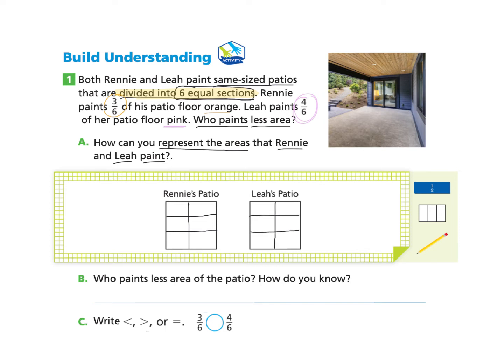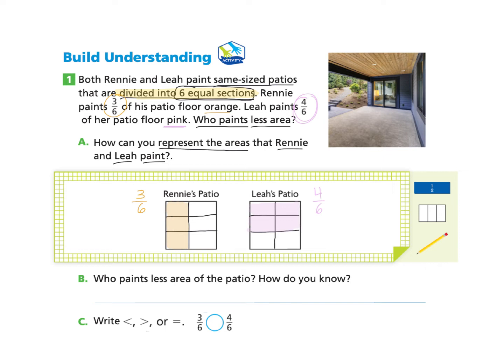Then I'm going to go back and take a look at the information that they told us. On Rennie's patio, 3/6 of the patio was colored in orange. So I'm going to shade 3 of these patio squares orange. You can do the same thing. Now I'm going to take a look at Leah's. We were told that Leah paints 4/6 of her patio. So now I'm going to color in 4 of the 6 squares that we created.